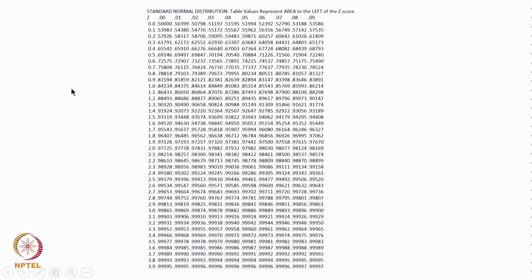So, if we use these two tables, what we understand is given a z value, these tables give us area to the left of the given z. Since the total area under the standard normal curve is 1, area to the right of the given z will be 1 minus the area to the left of the given z. So, we will use this to solve some of these problems.